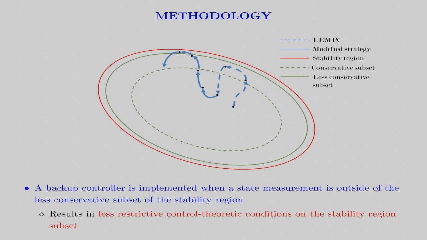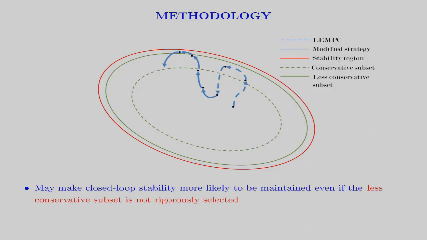set. This results in less restrictive control theoretic conditions on the stability region subset and may make closed-loop stability more likely to be maintained even if the less conservative subset is not rigorously selected.